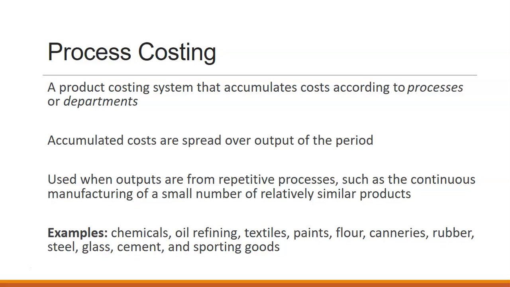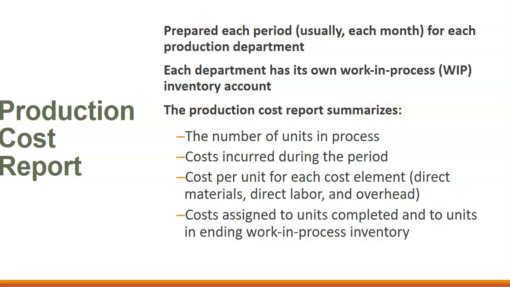Unlike job costing, which is used for unique or individualized products, services, or customers, process costing then applies to the entire process. So when we're using process costing, we prepare a production cost report. These are prepared each period, usually each month, for each department in our process.